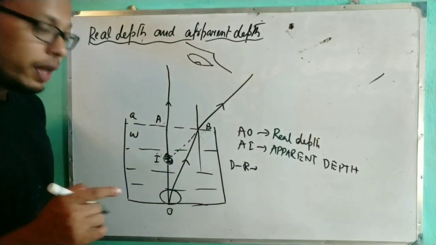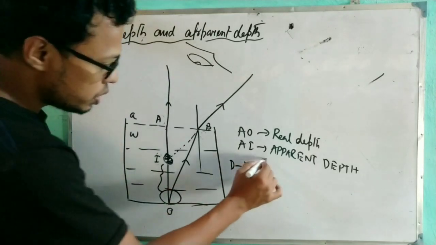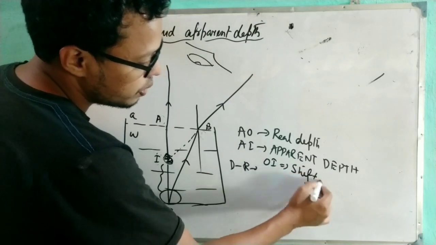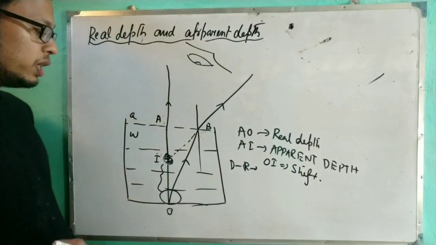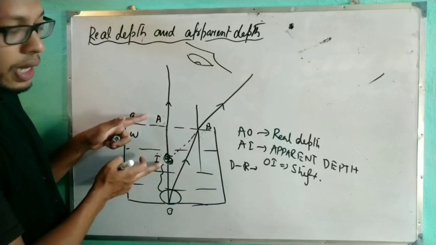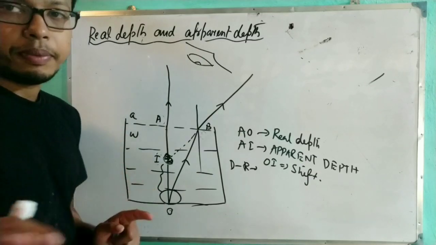Now one question will arise, how much it has been shifted? This much. So this OI is called the shift. So AO is the actual depth or real depth, AI is the apparent depth, and this OI or IO is the shift.